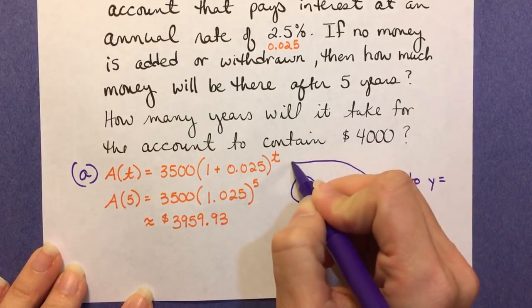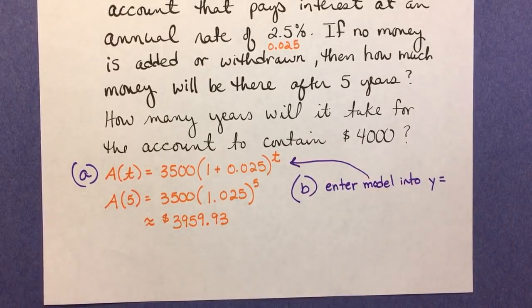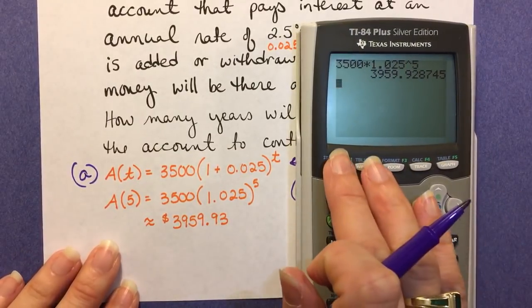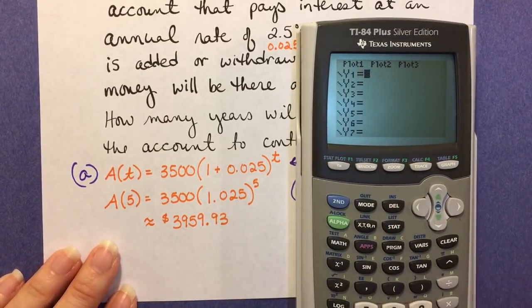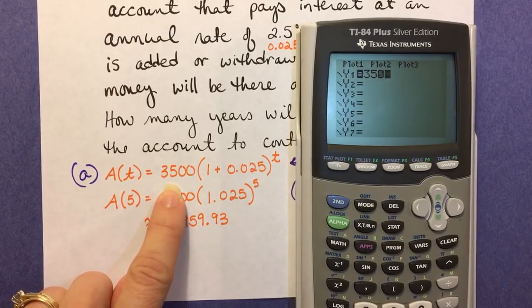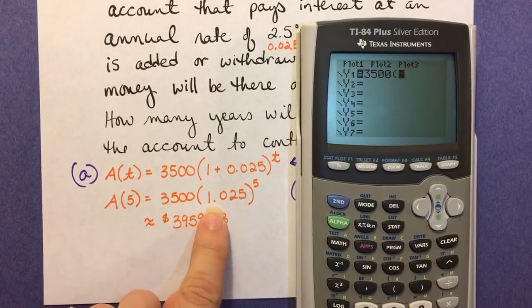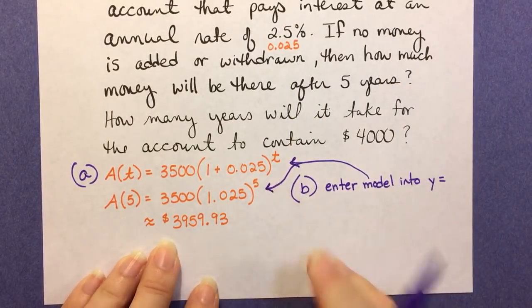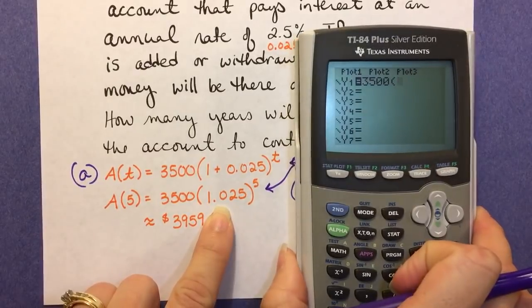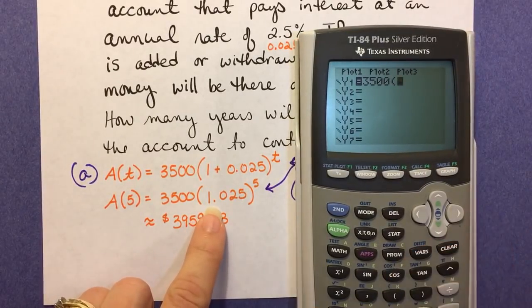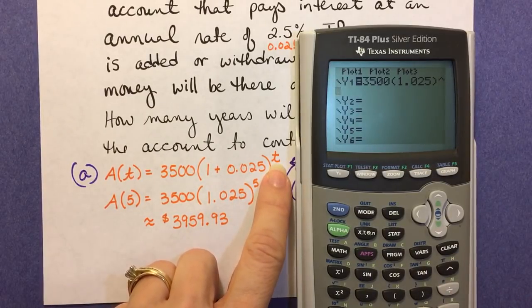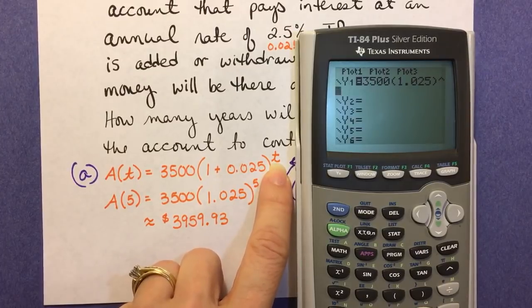Now remember, the model is this right here. So in your calculator, go to your y equals, and we'll have the 3,500. Well, actually, I'm going to enter it in right here where I've already added it together. Of course, it doesn't matter. You can enter it in as 1 plus 0.025. It's 1.025 raised to, now, the model, of course, has the t, okay?